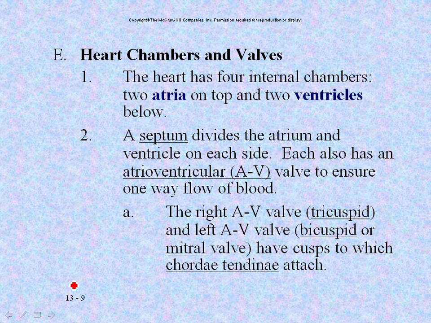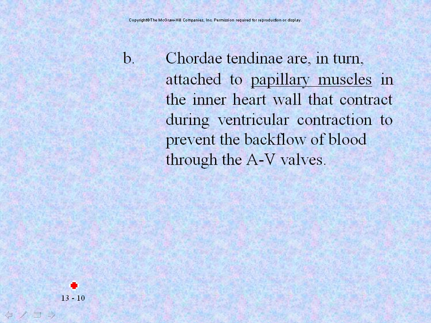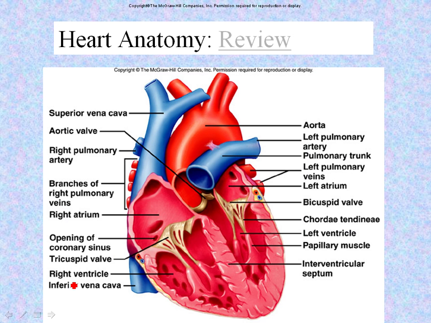We'll find that there are top chambers and bottom chambers. There are left chambers and right chambers. And then in between these various chambers and blood vessels, there are valves. And these one-way valves ensure that the flow of blood through the heart goes one particular way. So let's get to a diagram here where we can actually see it.